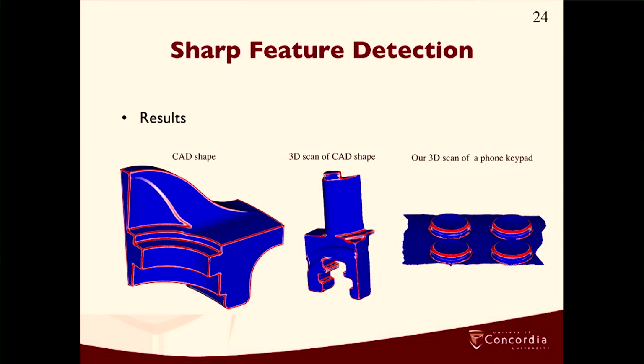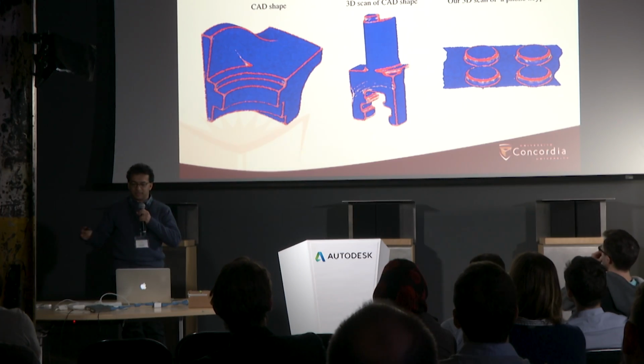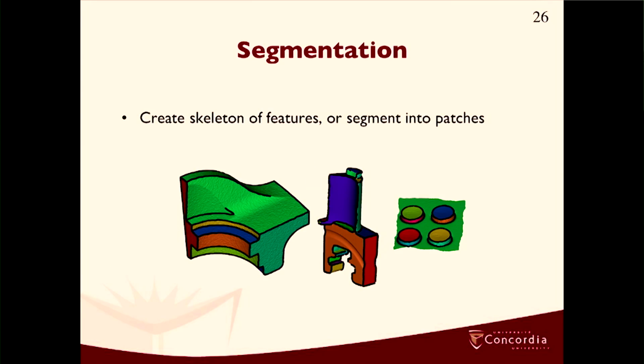And it learns to actually generalize to more complicated shapes. These are our results, not training data. We have a CAD shape, a 3D scan of a CAD shape which somebody else made, and our 3D scan of an object in our lab. And it's pretty robust to noise. It's still able to detect these sharp features. I can quickly run through some applications of this. One obvious application is segmentation. We can segment these objects into patches based on the detected edges. And that is, of course, useful for reverse engineering a CAD model.